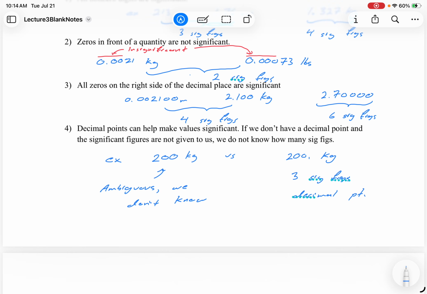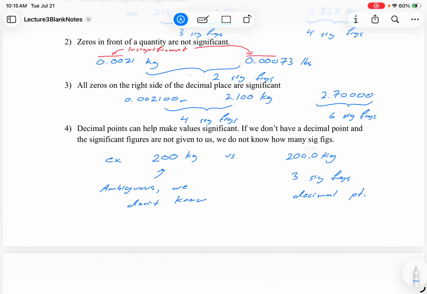So notice the decimal point. In the example that says 200 kilograms, that's ambiguous. It does not have a decimal place, and we are not given the sig figs. So we don't know how many sig figs that value has. But in the 200 point kilograms, we are given a decimal place, and the decimal place tells us that we are certain that we have that many sig figs, 3.